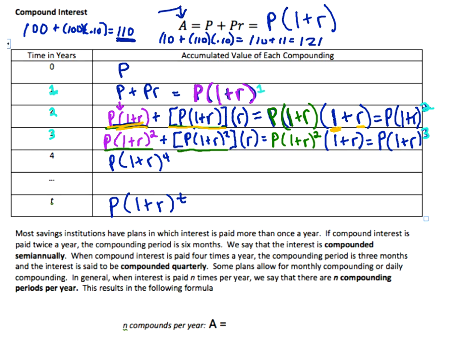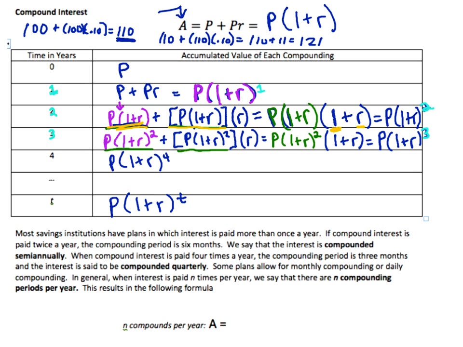So most savings institutions have plans in which interest is paid more than once a year. Like with savings accounts, it's usually either monthly or quarterly, just depending on your own savings account. So if interest is compounded twice a year, then we have a compounding period of 6 months. That's semi-annually, so twice a year. When compounding interest is paid 4 times a year, we say that's compounded quarterly.